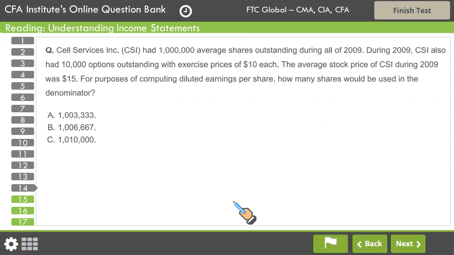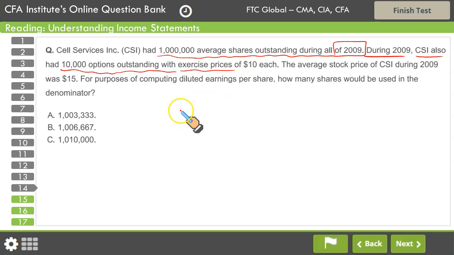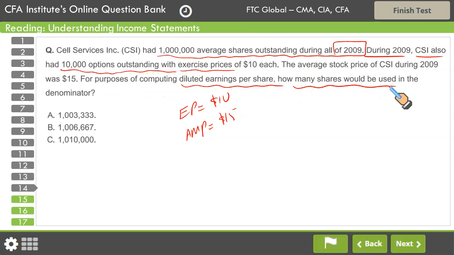Next, Cell Services Incorporated, CSI, had 1 million average shares outstanding during all of 2009. During 2009, CSI also had 10,000 options outstanding with an exercise price of 10. That's EP in our formula, $10. The average stock price of CSI, that's average market price, during 2009 was $15. For the purpose of computing diluted earning per share, how many shares would be used in the denominator?